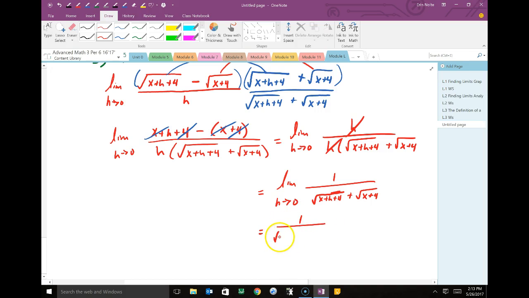Can I go ahead and say that the first one, since I have x plus 0 plus 4, is just going to be x plus 4? And then plus the square root of x plus 4. What happens if I have the square root of x plus 4 plus the square root of x plus 4? There's 2. Okay, and we can leave functions with square roots in the bottom.